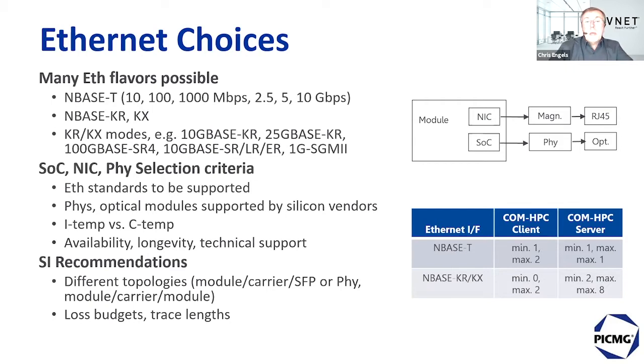And then there's the so-called N-base KR and KX, which is a term defined in the specification. There are up to 2 interfaces possible on the client interface and up to 8 and a minimum of 2 on the server interface. What exactly is behind those interfaces really depends on the implementation of both the module and the carrier. So depending on what type of Ethernet technology you actually want to connect, for example, over an optical cable or a copper cable, really steers the selection of the components both on the carrier and on the module.